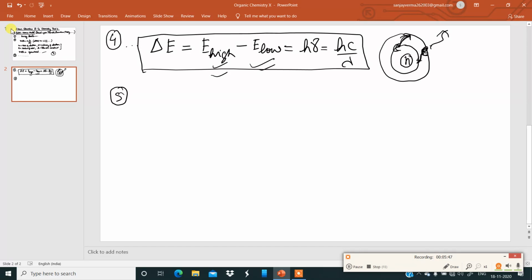Number 5. Energy of electrons in atom is quantized. I have already mentioned in my previous slide over there. Energy of electron is always quantized. It means that they have certain definite values and not any value of their own. Okay.